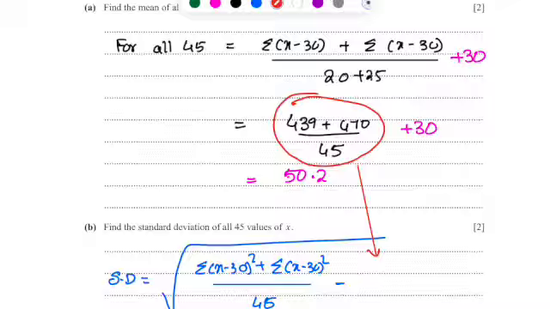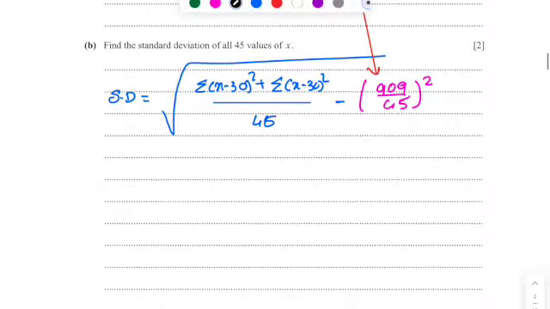So which becomes 909 divided by 45 whole square. So care has to be taken over there. Simplify that, you should be getting 10 square root of 119.9. That's the answer.